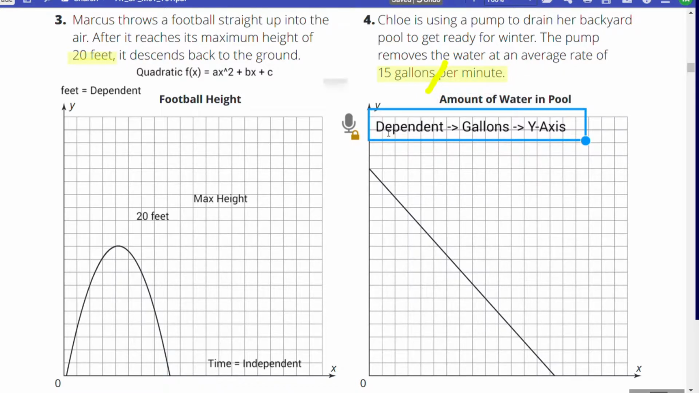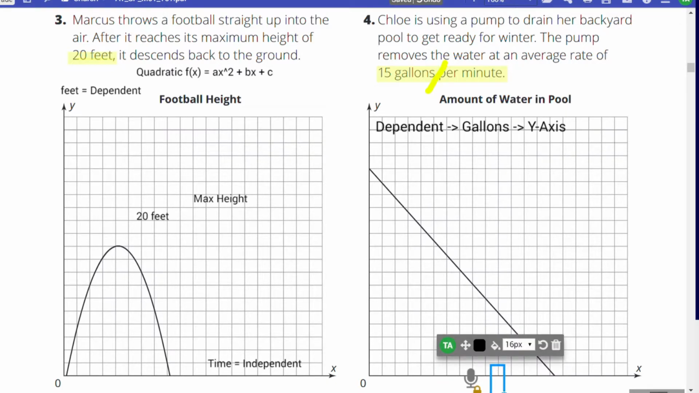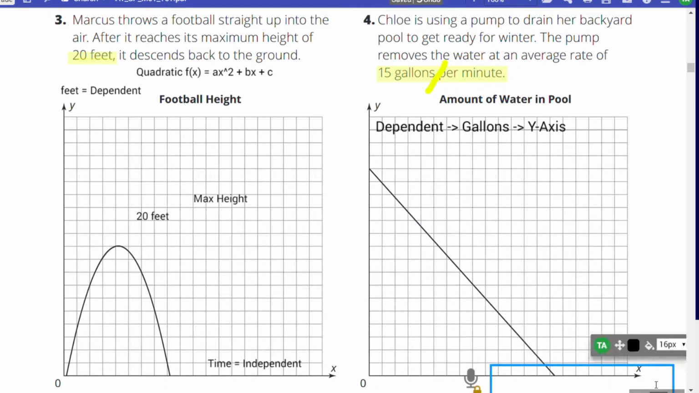And then our x-axis, which would be down here, would almost always be time. So our independent axis, or x-axis, would be time. And in this particular case, it would be time in minutes.